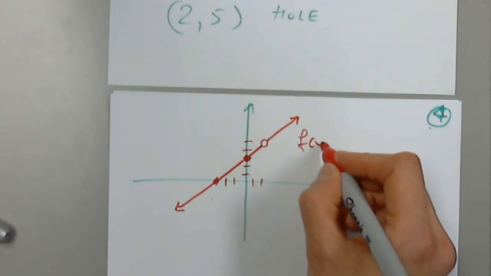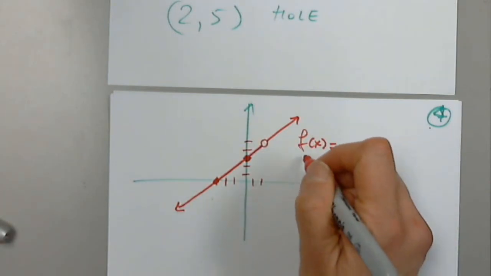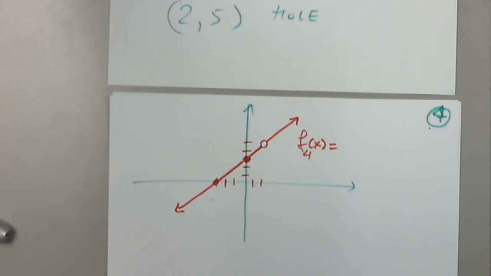So this is f of x. I'm going to just write f4, and you can copy it. Was this the easiest thing to graph? Yes. Because otherwise you need horizontal asymptote, vertical asymptote, blah, blah, blah. This was the easiest.